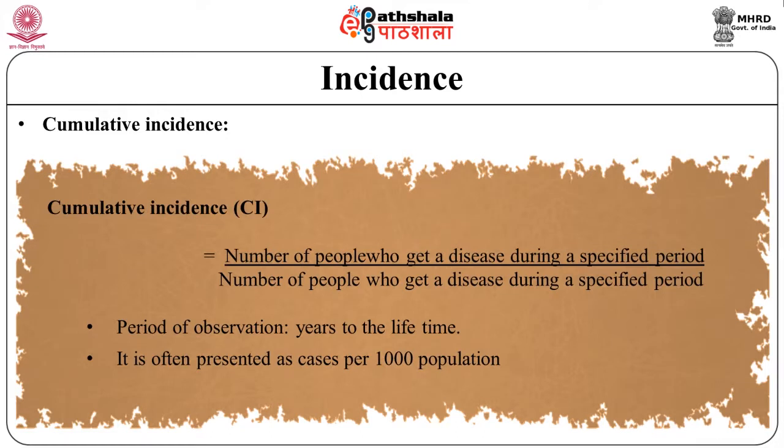Now, let us see what cumulative incidence is. Cumulative incidence can be calculated as the number of people who get a disease during a specified period as the numerator, to the number of people at risk at the start of the period as the denominator. The period of observation can range from years to a lifetime. It is often presented as cases per 1000 population, according to a study by Bonita et al. in 2006.